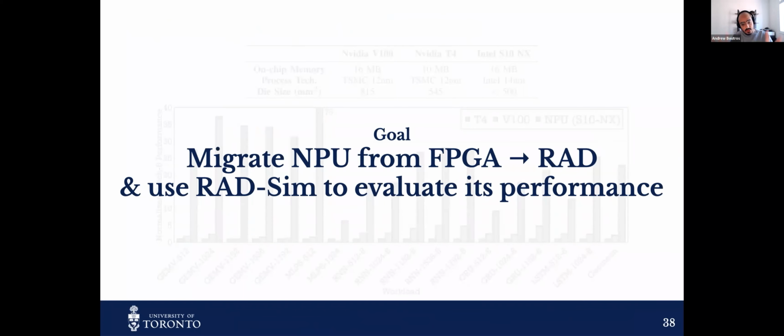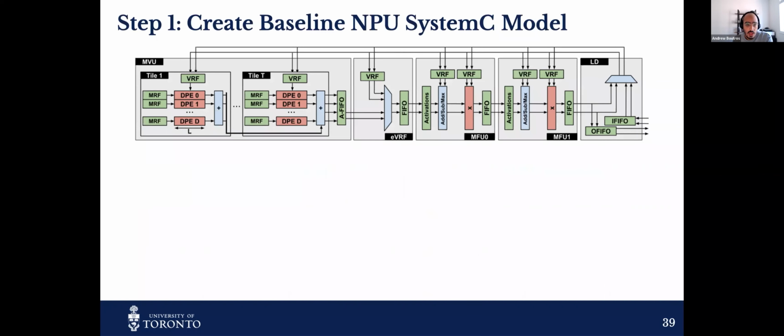So the summary of what I mentioned is that the NPU is a state-of-the-art application from the AI inference domain, very high performance and an order of magnitude better than GPUs for those workloads. And what we want to do through this case study is to take this NPU, migrate it from a normal FPGA to a RAD architecture, and then use RAD-Sim to evaluate its performance and figure out what the performance bottlenecks are, and do some sort of architecture application co-design of a new RAD device.